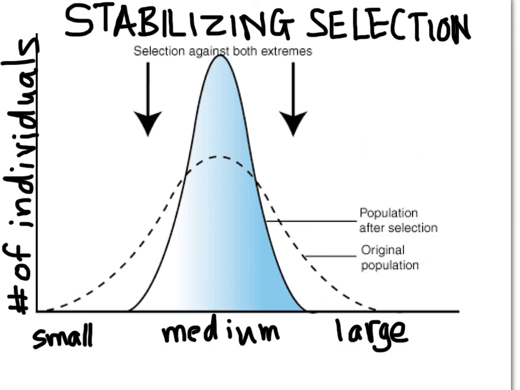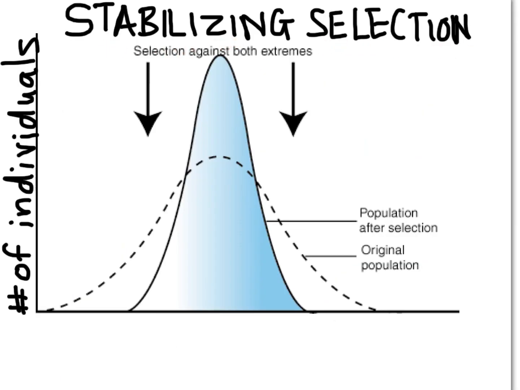Our first example is stabilizing selection. Stabilizing selection looks like this. If the old population used to have a bell curve shown in the dotted line, the extremes of the population are not doing very well, whereas the average individuals are doing quite well. And if the average individuals are doing well, then the population average will not change over time.